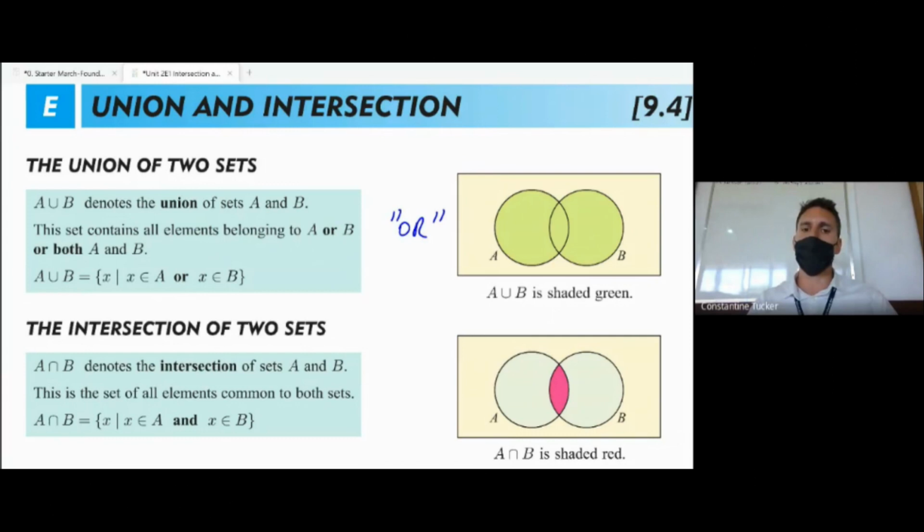Okay? Or if I were to say, I will be eating this or I will be eating that, then you don't really know. It's either this or that. So you have to shade everything there because you don't know. It could be this, it could be that. So this is the idea with the union.